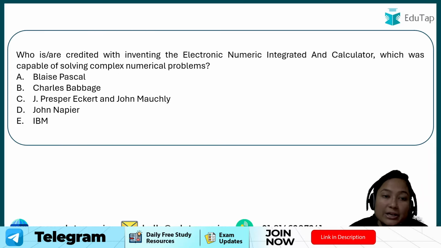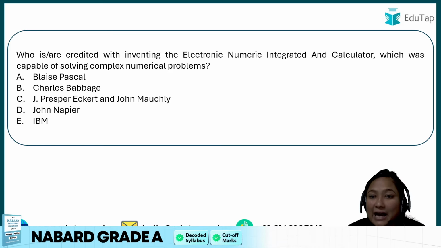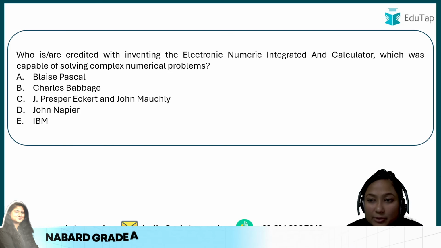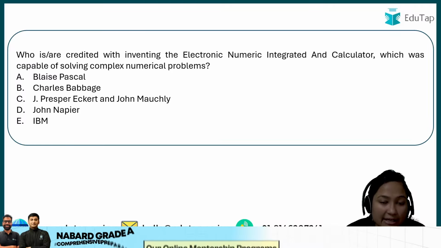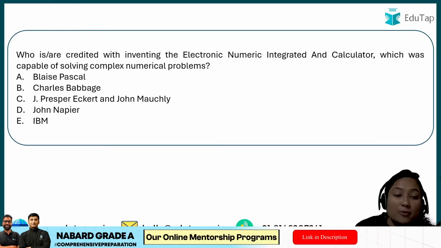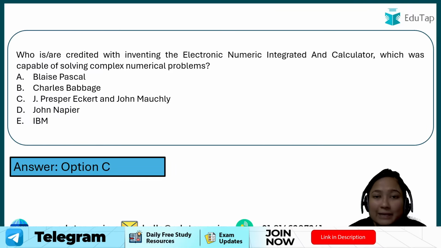Moving on, who is or are credited with inventing ENIAC, that is electronic numerical integrator and calculator, which was capable of solving complex numerical problems? Blaise Pascal, Charles Babbage, J. Presper Eckert and John Mauchly, John Napier, or IBM? The correct answer will be option C, that is J. Presper Eckert and John Mauchly. This is a direct type of question that, if you remember, you will be able to do.